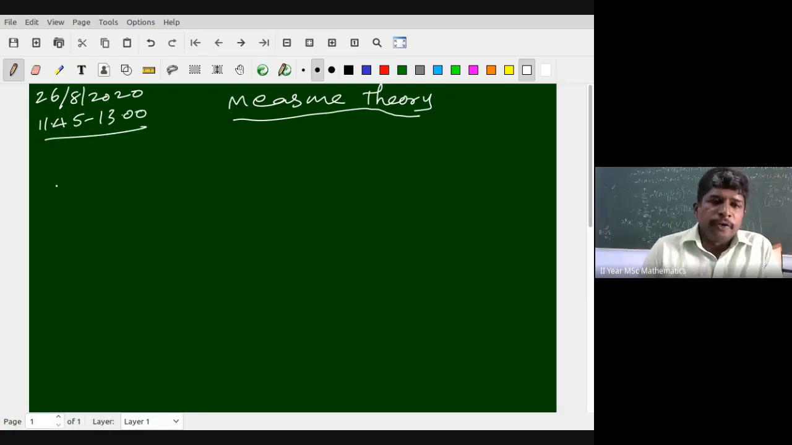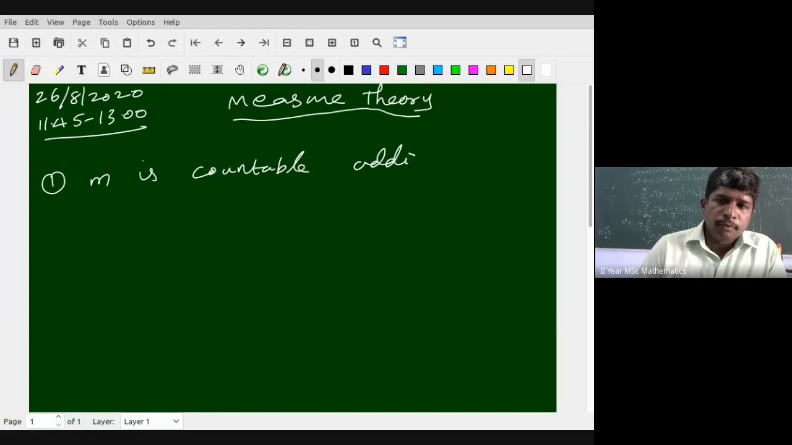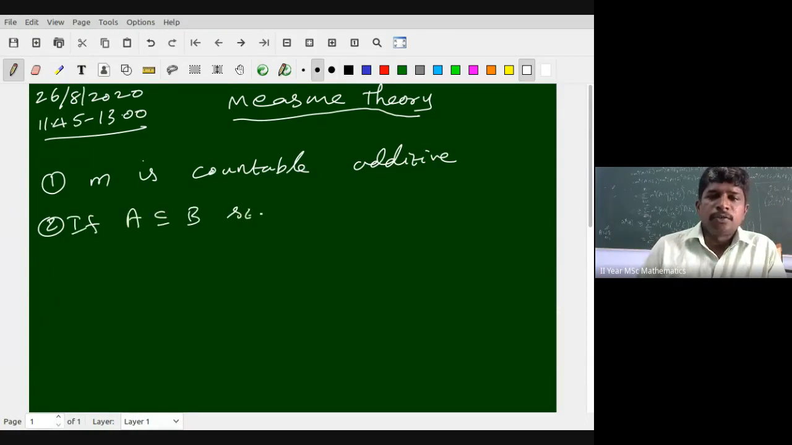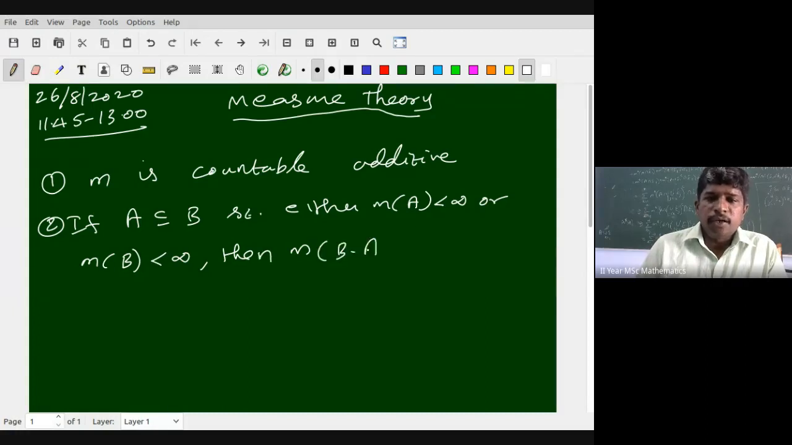So the properties are the following. First property, the Lebesgue measure is countably additive. Second one, if A is a subset of B such that either M of A is finite or M of B is finite, then M of B minus A is M of B minus M of A.